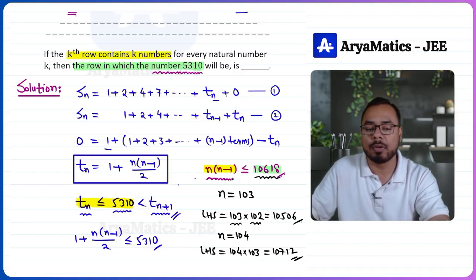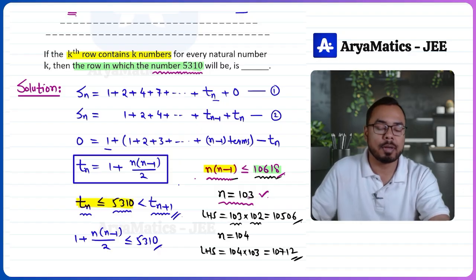We need the largest value of n satisfying this inequality. Clearly the largest value of n that will satisfy it is 103. How did we think of 103? By taking the approximate square root of this number, right?